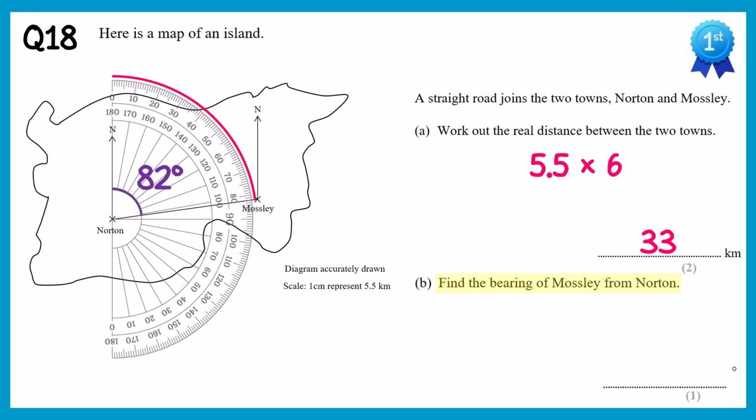But there's a rule with bearings that they must always be given as 3 figures. 82 only has 2 figures, so we place a 0 in front. So the answer is 082.